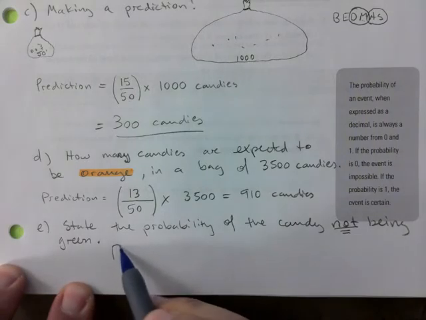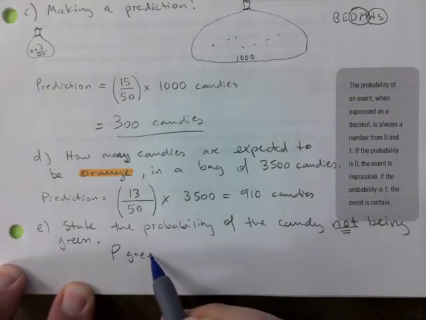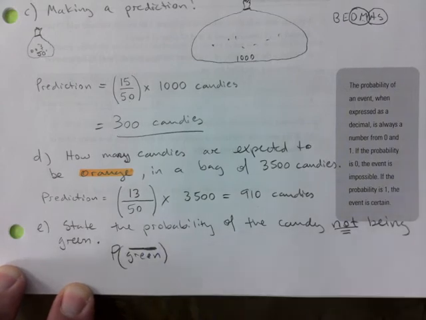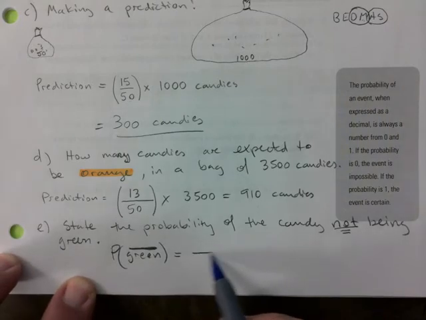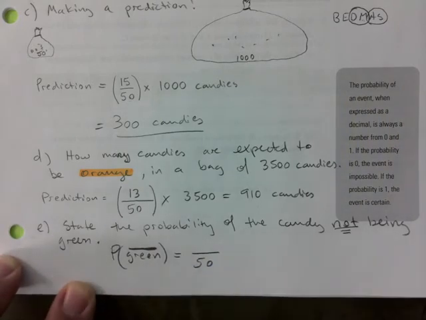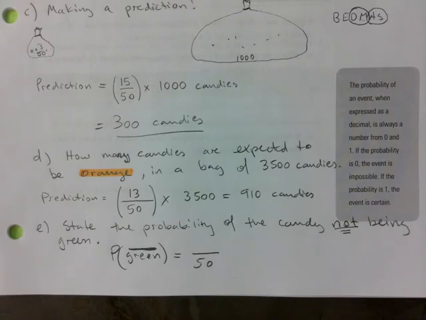So basically, this is what I'm asking you for. If you weren't here for it, a bar on top of something means not. So probability of green and then the bar, it means not green. I can tell you this, it's going to be out of 50. The question is, what's the numerator? Don't yell it out, just do it. Just figure it out yourself.